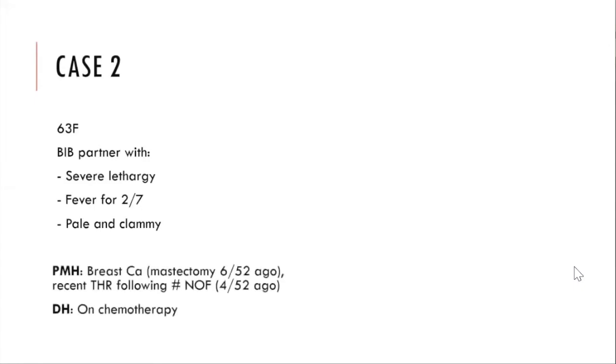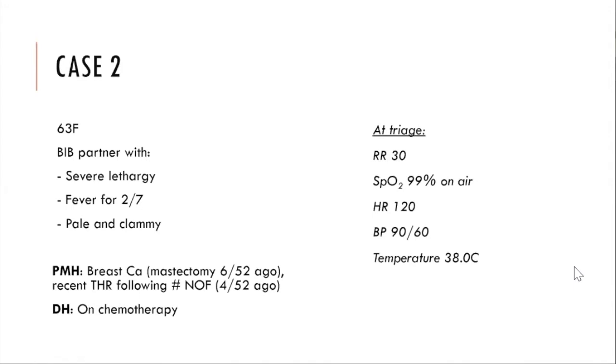Past medical history: they have breast cancer. They had a mastectomy 6 weeks ago, and unfortunately, possibly because they have bone metastases, they had a fragility fracture where they fractured their hip, and so they had a total hip replacement 4 weeks ago as well. Drug history-wise, they're on a chemotherapy regimen. Triage: they are tachypneic, breathing fast, saturations are okay, but they're tachycardic, and already hypotensive at 90/60. Normal blood pressure for them is 110, 105, so it's not super hypotensive, but they're tachycardic and hypotensive, and they're pyrexial, they have a fever.